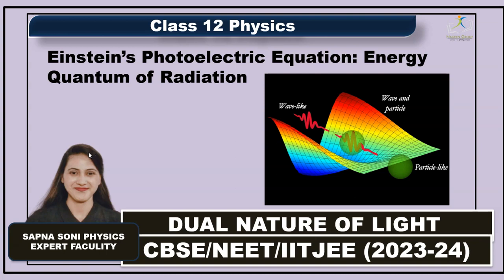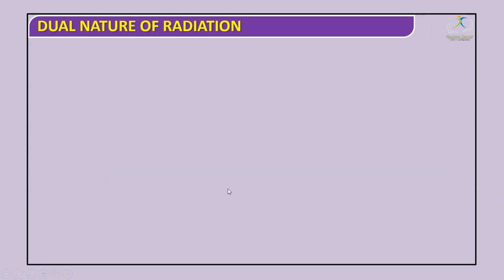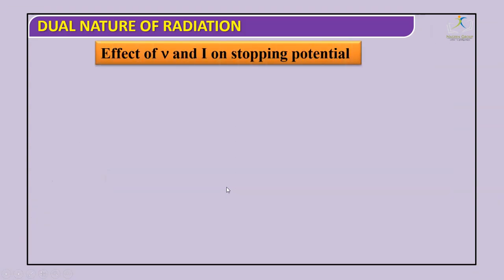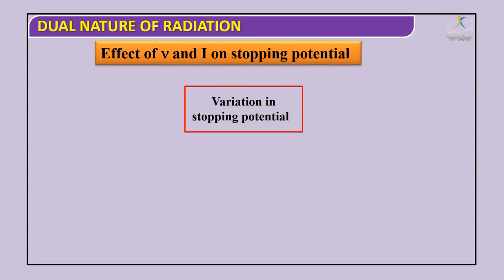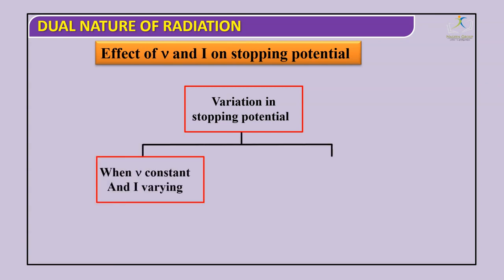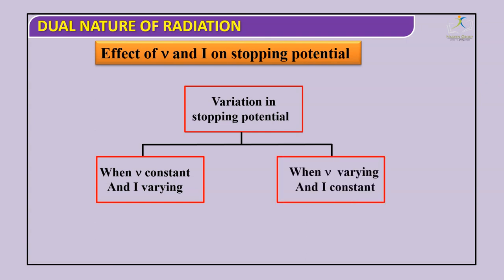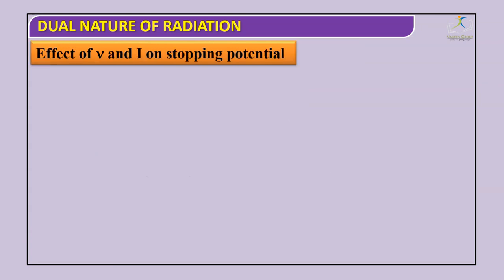Hello students, now we are going to start the topic Einstein photoelectric equation, energy quantum of radiation. Let's begin the topic, effect of frequency nu and intensity I on the stopping potential. Variation of the stopping potential is of two types. First, when nu is constant and I is varying, and second, when nu is varying and I is constant. Let us understand these two one by one.